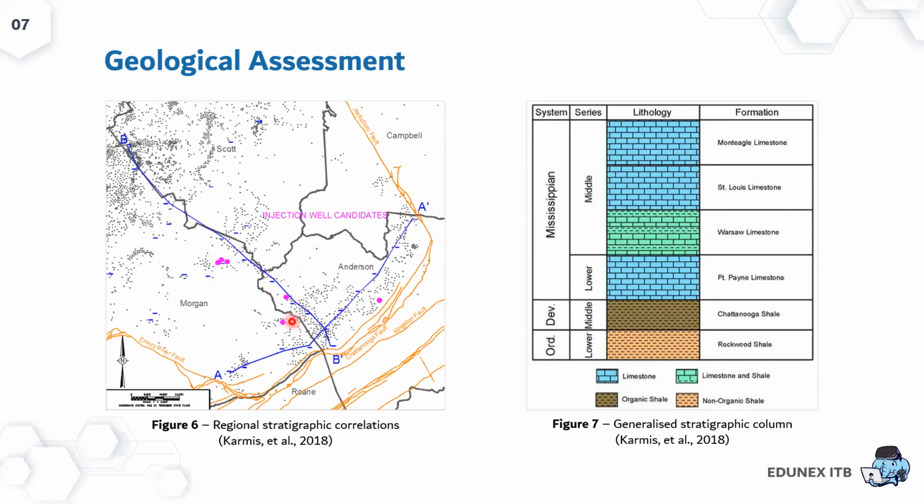Here we can see the dots. And then here in figure 7, we can see a generalized stratigraphic column for Devonian and Mississippian age rocks. It can be seen that the formation of the study area is Chattanooga Shale, of course, with organic shale lithology, which is covered by the Fort Payne limestone formation and is above the Rockwood Shale formation.